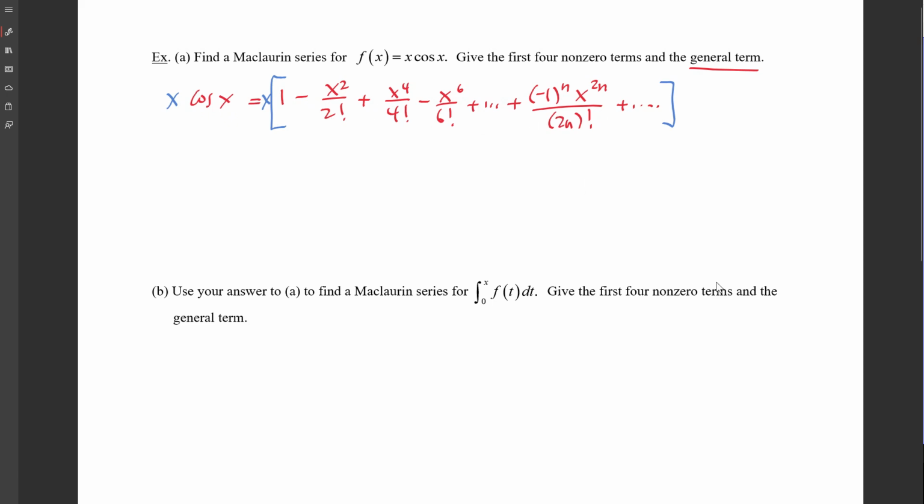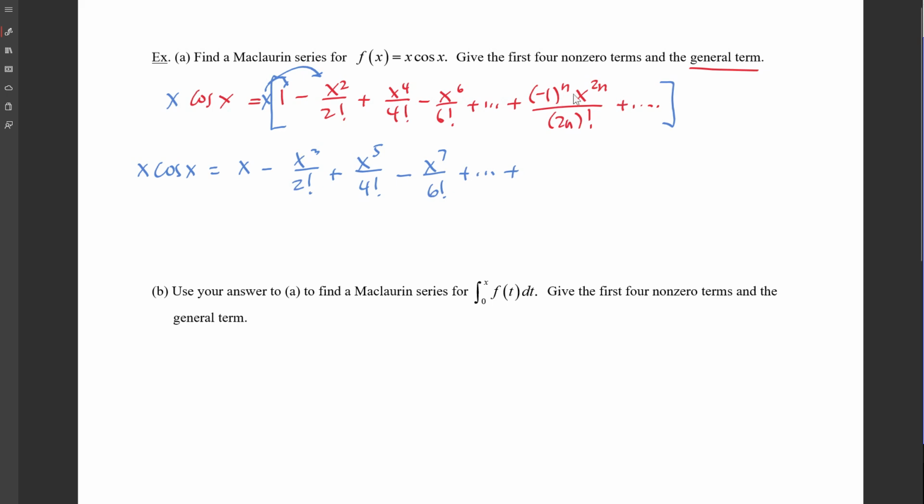So what I get is x times cosine of x is equal to, I'm going to distribute this x. So x minus x cubed over 2 factorial plus x to the 5 over 4 factorial minus x to the 7 over 6 factorial plus dot dot dot plus. Notice that the scalars here never got multiplied. All I did was multiply the numerators by x.